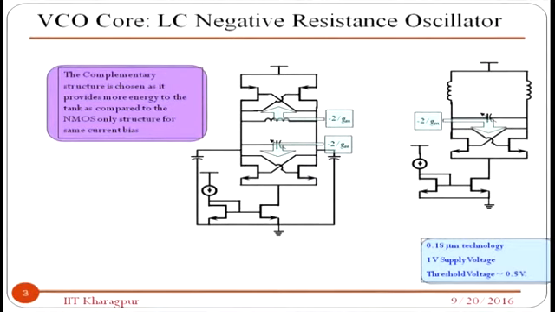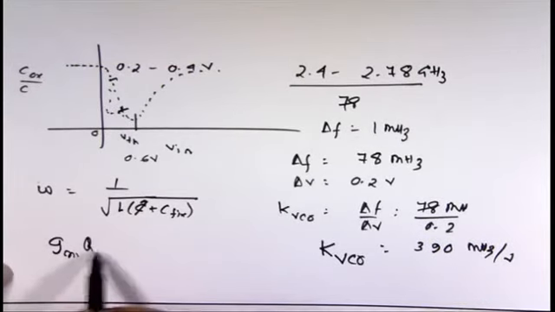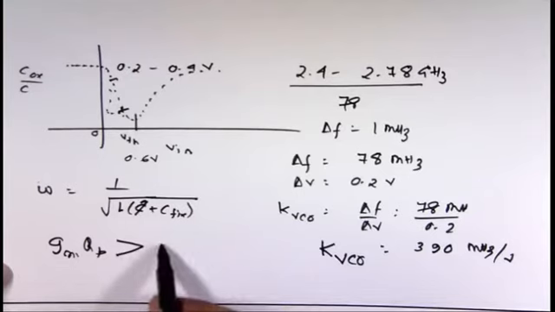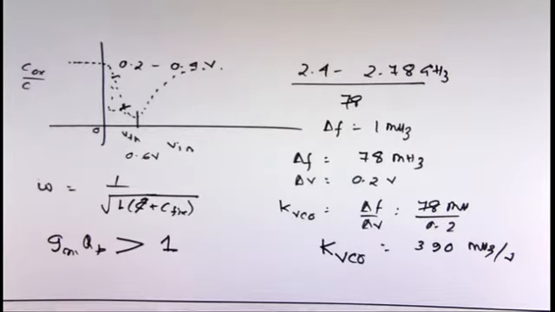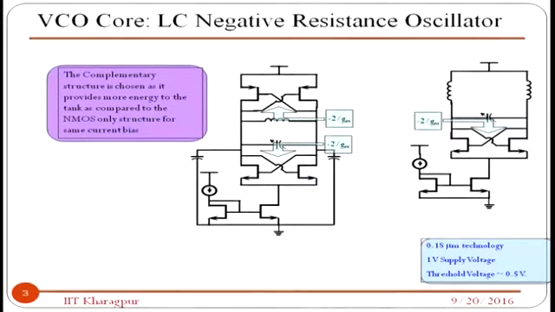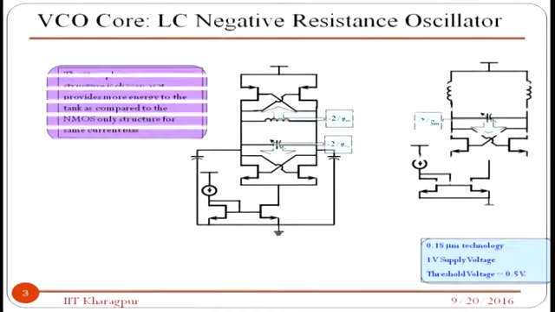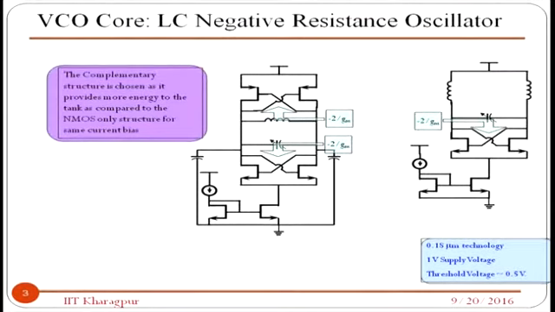Now, if you look at the Barkhausen criteria as I mentioned, then Gm into Rp, where Rp is the resistance as seen from the active circuit, must be greater than 1, which is the condition for sustainable oscillations. Now, go to the cross coupled one. In this case, you are getting 2 by Gm as well as 2 by Gm. So, 4 by Gm, but it is only 2 by Gm. So, in this kind of cross coupled one, you are having 4 times Gm.